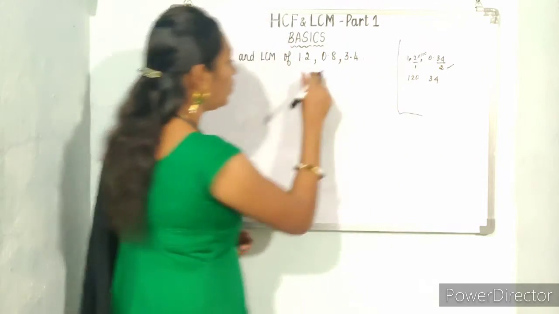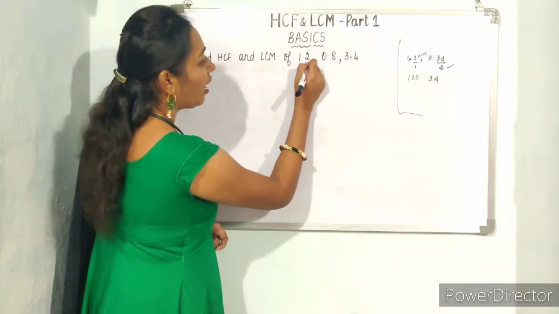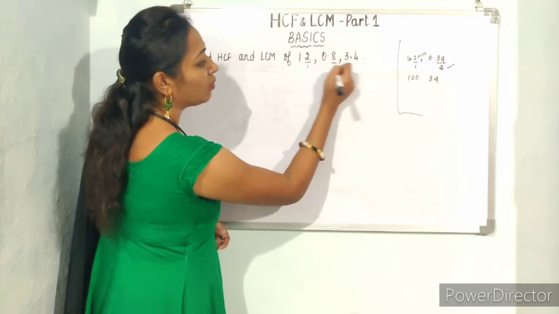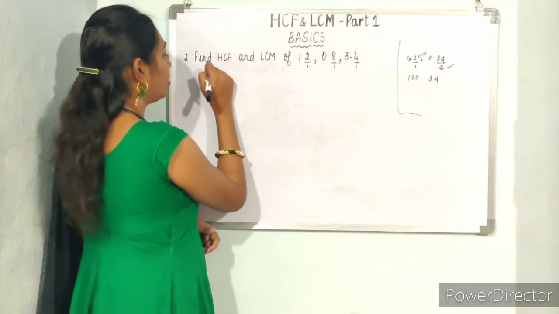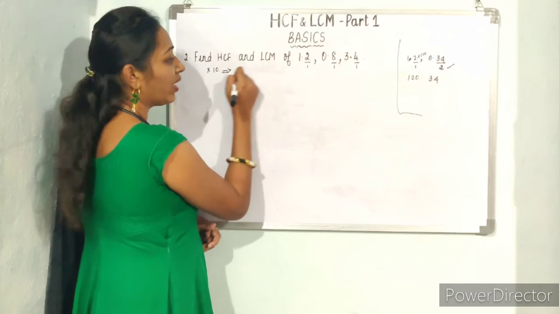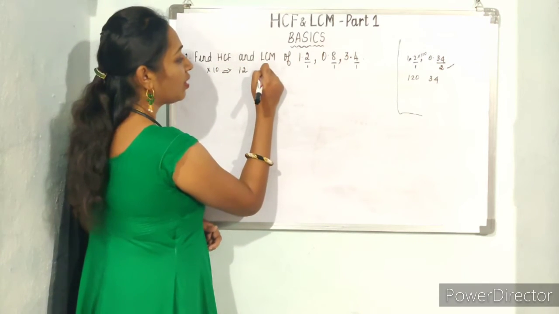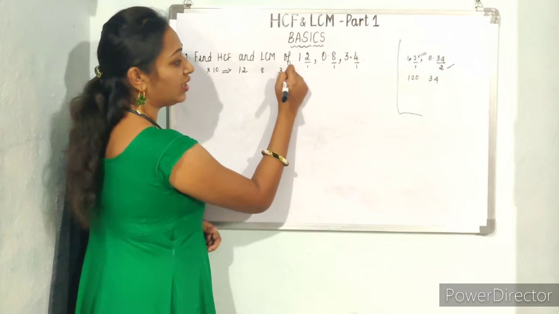Okay, so the same way we'll do here. Now if you see here, after the decimal you have 1 digit, 1, 1. So you have to multiply all the numbers by 10. Okay, multiply it by 10. So you will get 12, 8 and 34.